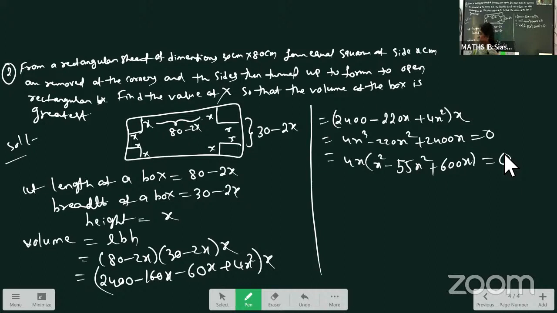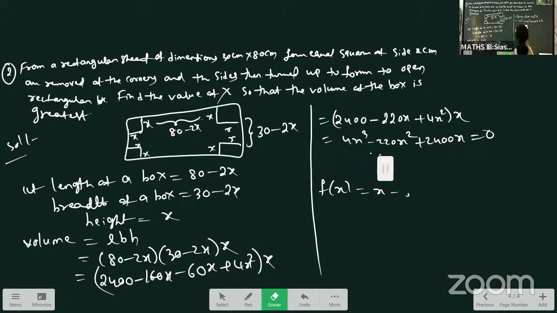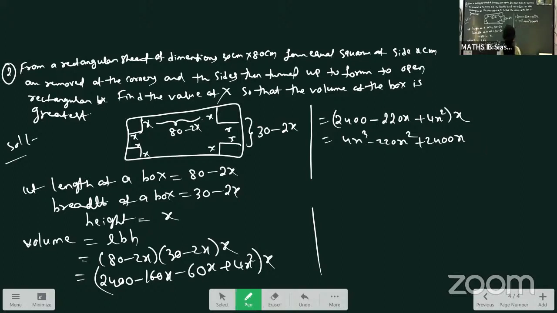After taking x common, we get another quadratic equation. But there is no need of taking x common because it is a function. If you send it to the right side, x becomes 0. So better keep this equation as it is, and name it f of x. f of x is equal to 4x cube minus 220x square plus 2400x.